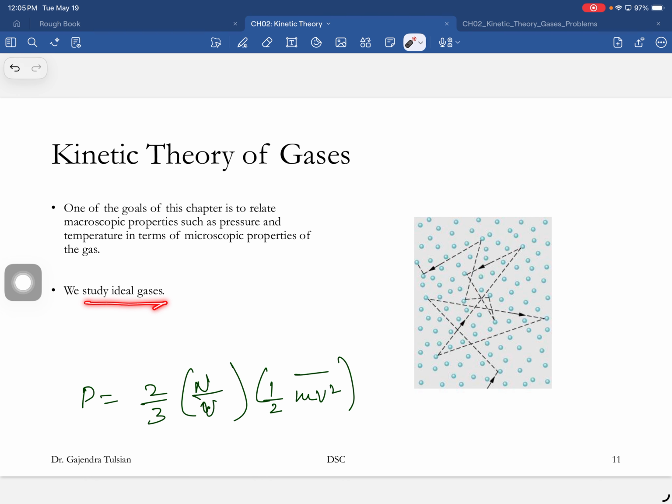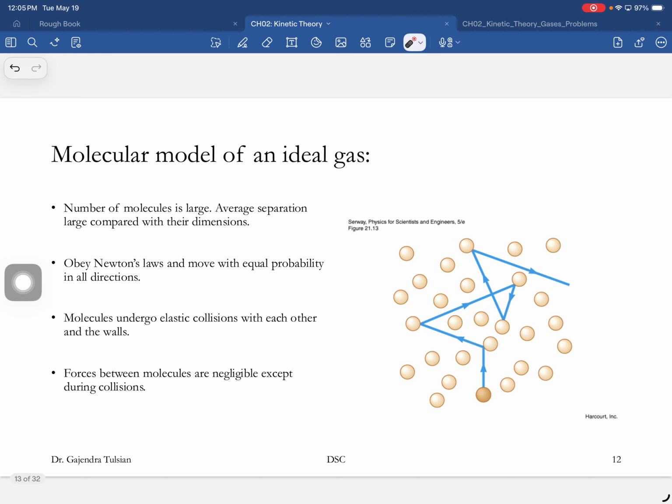So we're going to study ideal gases. Okay? So the goal is to relate macroscopic properties to the microscopic property of the gases. So here are the assumptions. The number of molecules is large, and that is true. The number of molecules in this room is 10 to the 28. They obey Newton's laws. They undergo elastic collisions. What does elastic collisions mean? Kinetic energy is conserved. Okay? So when they collide, they're not exciting each other and losing kinetic energy.